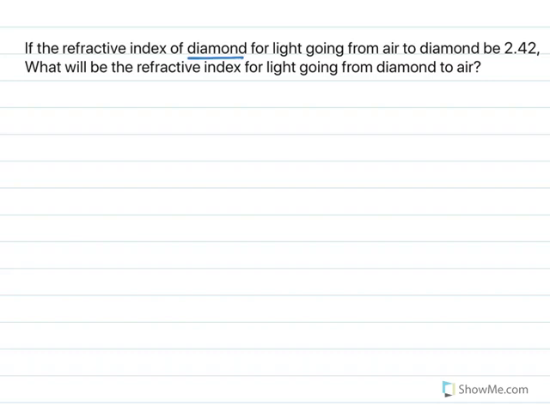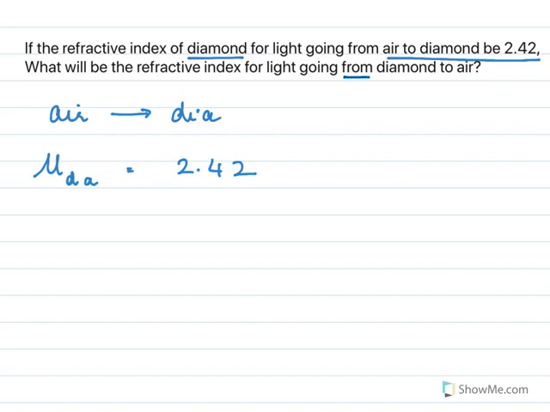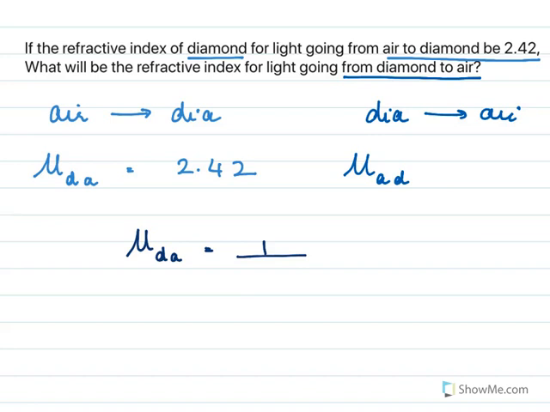The refractive index of diamond for light going from air to diamond is 2.42. So here light is going from air to diamond. That means what we are measuring is refractive index of diamond with respect to air, and that is 2.42. Then they are asking what will be the refractive index when light goes from diamond to air. So from diamond to air will be a refractive index of air with respect to diamond. And you know the relationship: refractive index of diamond with respect to air will be 1 over refractive index of air with respect to diamond.